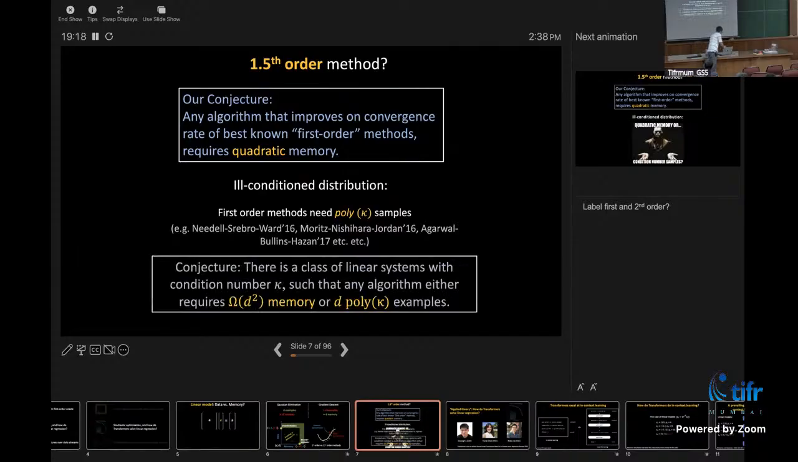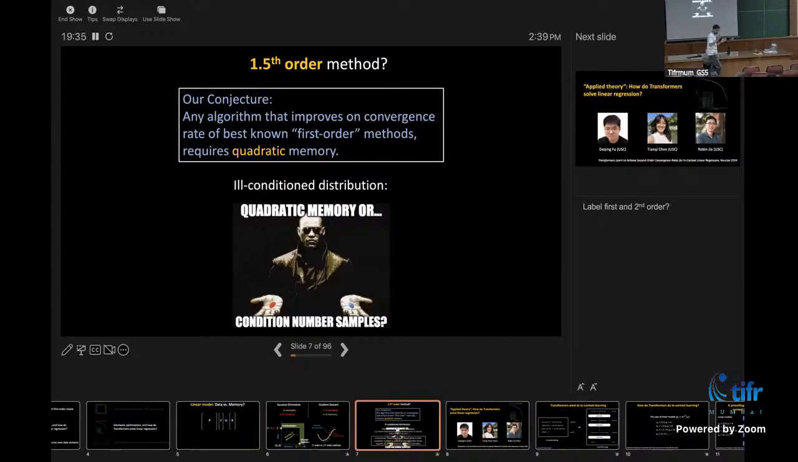So in general, it seems like we cannot improve on the convergence rate of the second order technique. So there is a class of linear systems with condition number kappa, so that you either require d squared memory or a sample complexity which depends polynomially on kappa. Like this kind of dichotomy that we discussed last time.